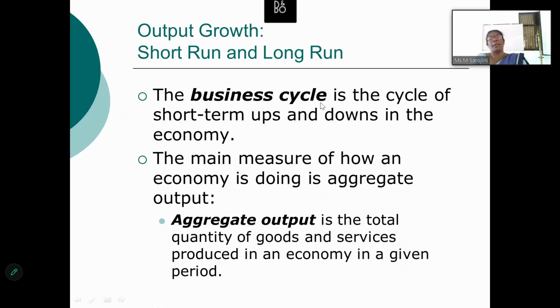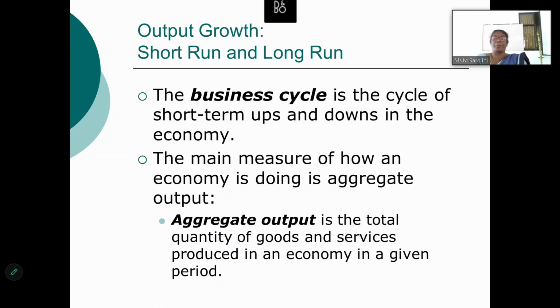The second one is output growth, right? Under the major macroeconomic principles, the second one is output growth. This output growth we can look into in the short run as well as the long run, right? Output growth also reflects the business cycle. The business cycle is a cycle of short-term ups and downs in the economy, right?